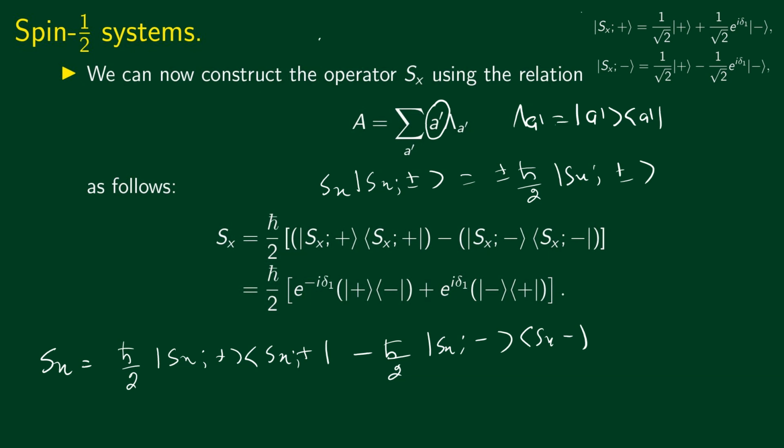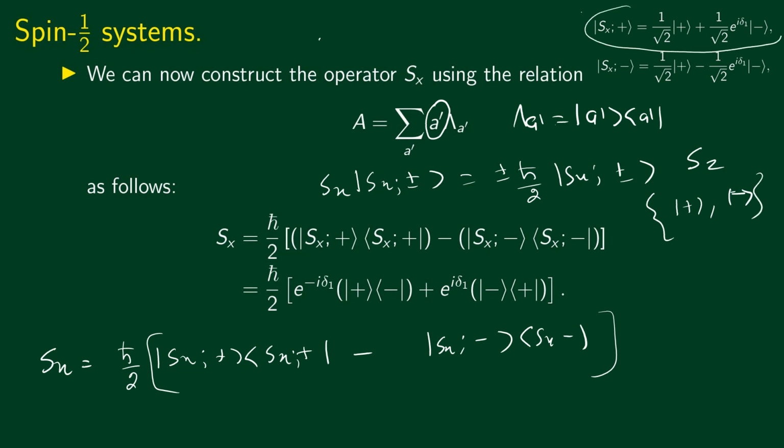Taking h bar common outside, I can write Sx equal to h bar by 2 times ket Sx plus bra Sx plus minus ket Sx minus bra Sx minus. Now I can make use of the expansion of Sx plus in terms of the eigenkets of Sz. We are using this as the basis now. We expanded Sx plus and Sx minus in this basis already, so we would like to have the operator Sx, or its matrix elements, in the same basis.